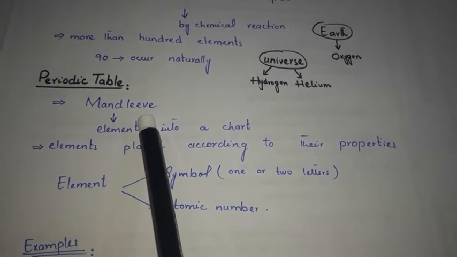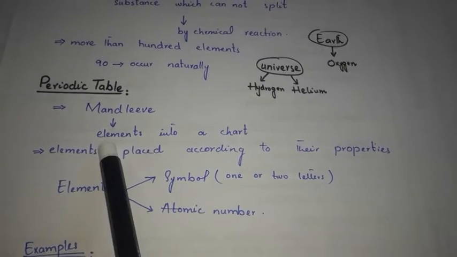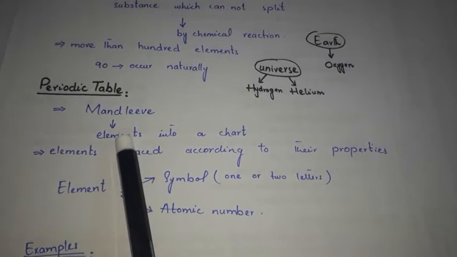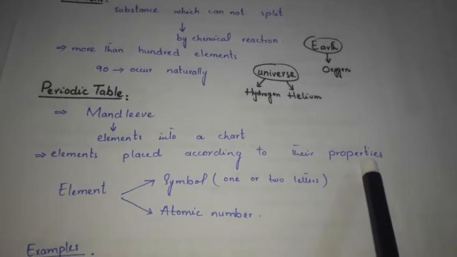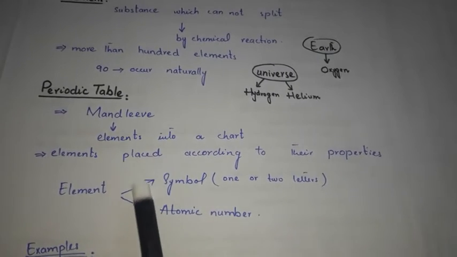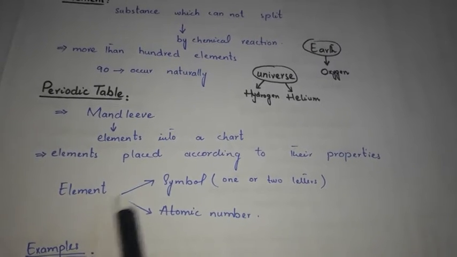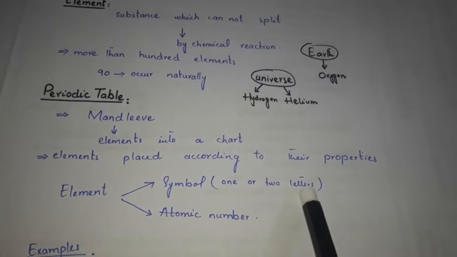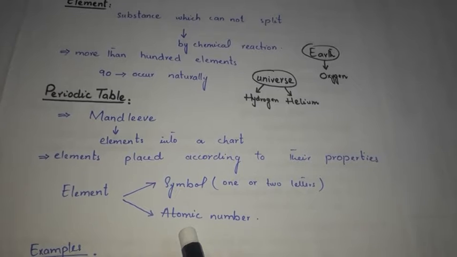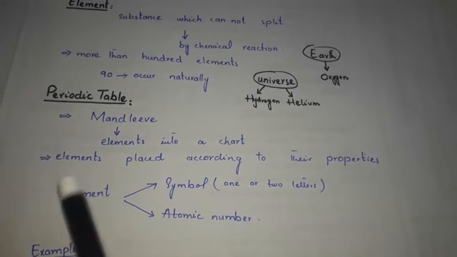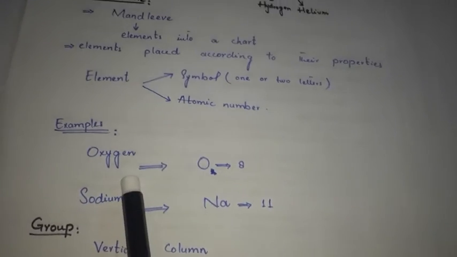Scientists like Mendeleev have classified elements into a chart that is called the periodic table, and the elements in this periodic table are placed according to their properties. In this periodic table there are more than 100 elements, and each element has a symbol of one or two letters, and next to it the atomic number, which is a specific number for each element, that I will explain with an example like oxygen.